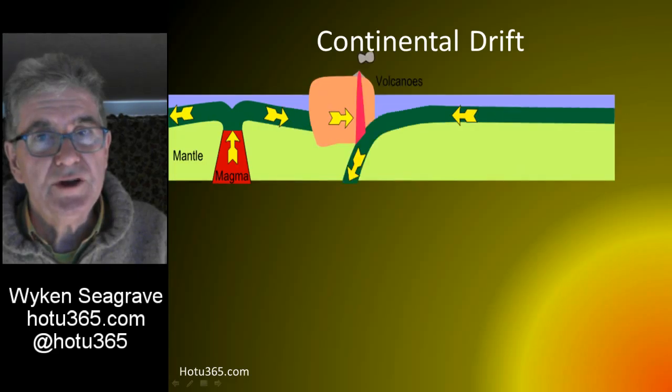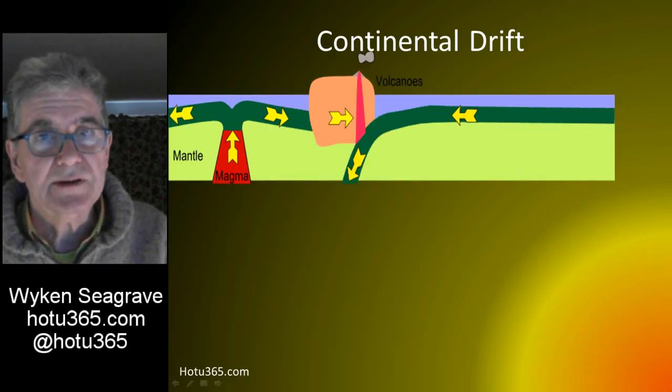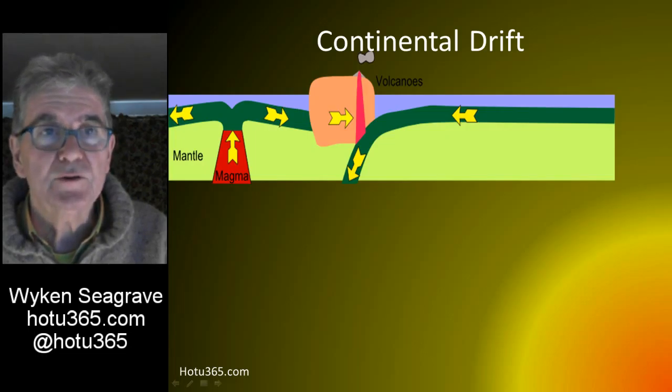Sometimes two sheets of oceanic crust collide. One of them can slide under the other. Typically, oceanic crust will slide beneath a piece of continental crust because it is lighter. This is called subduction.